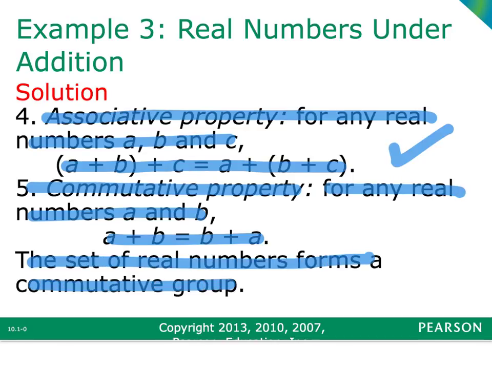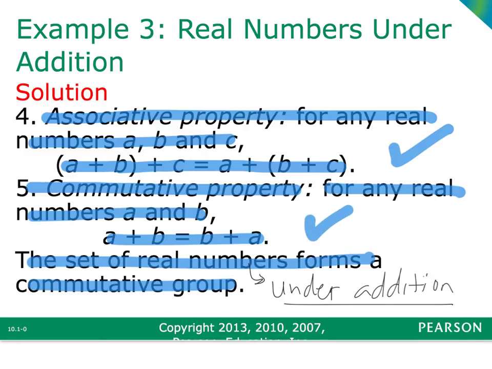Now we have to say under addition, right? Remember, we have to have an operation, and we're talking about addition here. So it should say the set of real numbers under addition forms a commutative group. Okay, so we'll look at some other examples where we have a commutative group and somewhere we don't, or we have a group and somewhere we don't. In this case, we have a group that also has commutative properties, so it's a commutative group.